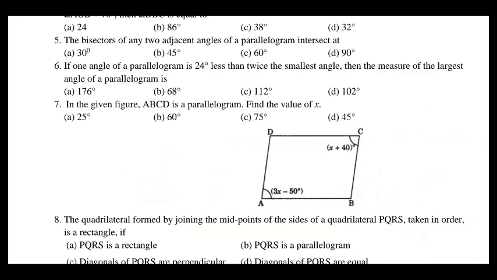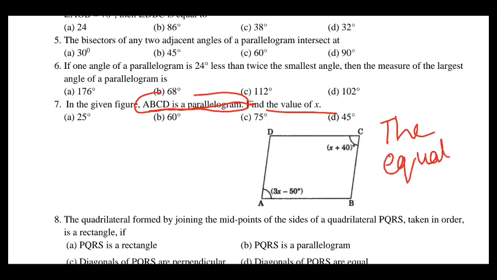Okay, the next one. This is quite easy. You have to solve this and tell me what is the value of x. If it is a parallelogram, find the value of x. You know, in a parallelogram there is a theorem which says the opposite angles are equal. Excellent. So angle A is equal to angle C. So 3x minus 50 is equal to x plus 40.